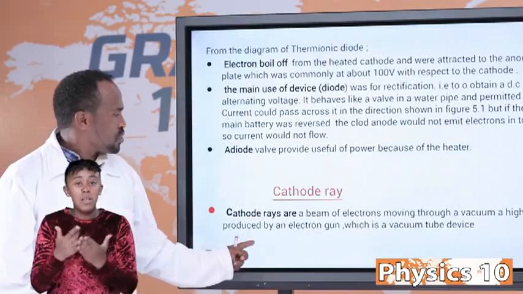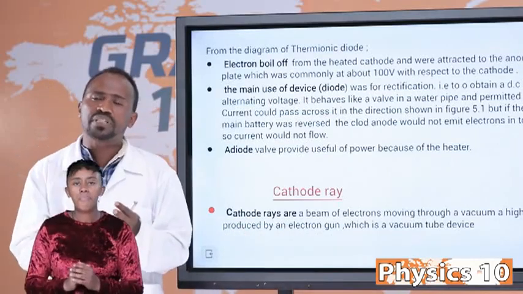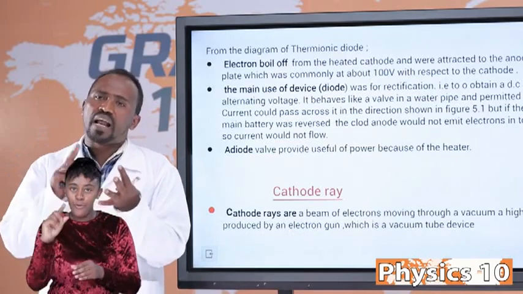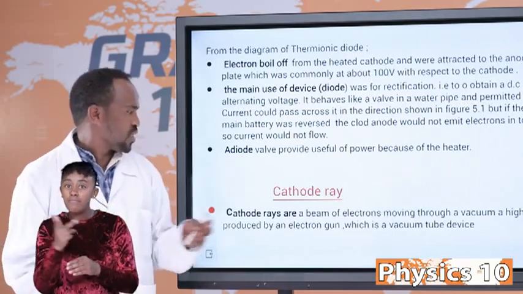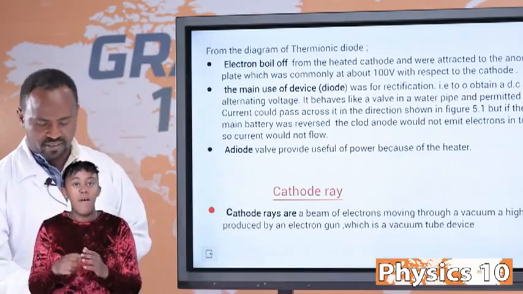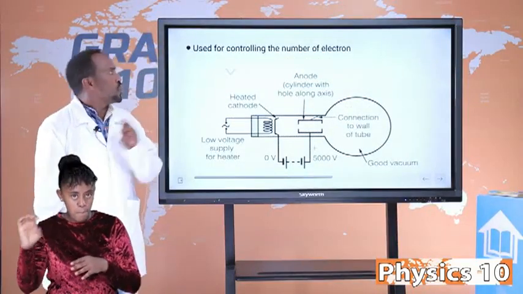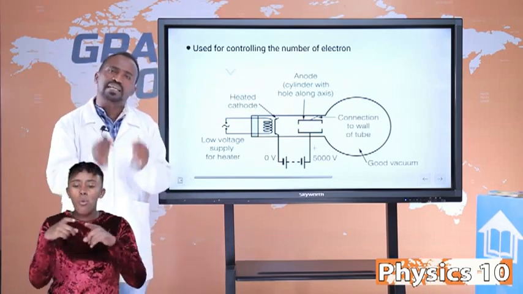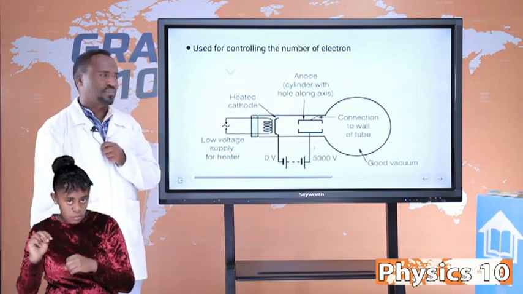They are produced by an electron gun. Student, what I tell you is this: an electron gun contains anode 1, anode 2, as well as the cathode, and also heaters controlled by the electron gun, which is a vacuum tube device. Student, this is also used for controlling the number of electrons. It controls what? The number of electrons emitted from the cathode surface.